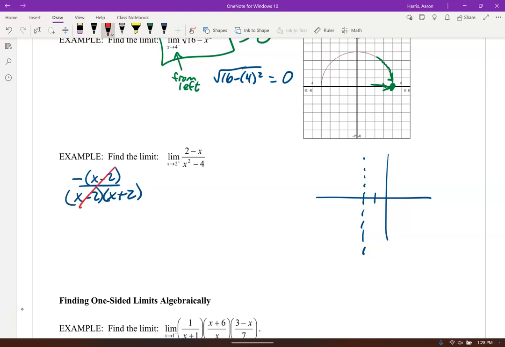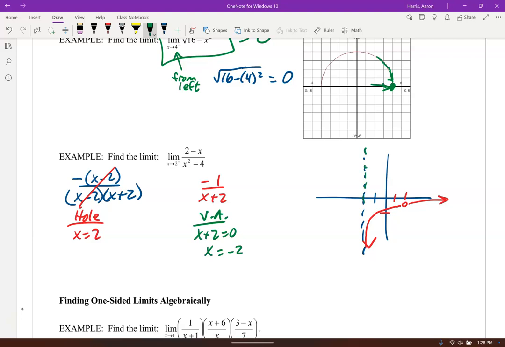And so when this happens, I have a hole there at x equals 2. If I plug an x value into this function, what I'm left with is negative 1/4. So I have a hole right there. The rest of this function is defined except for the vertical asymptote that I have at negative 2, and I showed that from the beginning. I could of course graph the rest of this. It also has a horizontal asymptote at y equals 0. Okay, so here's what this looks like.